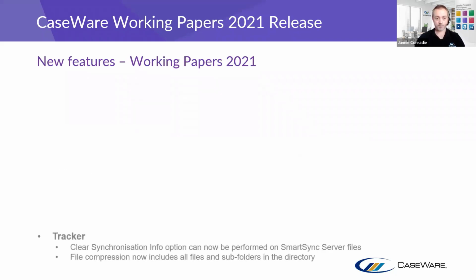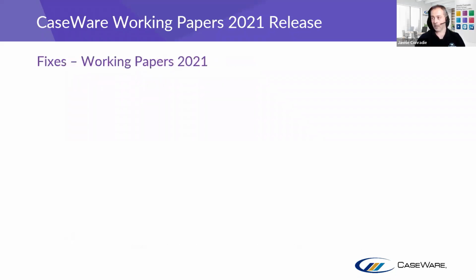For Tracker, the clear synchronization info option can now be performed on SmartSync server files, and also file compression now includes all files and subfolders within the directory. Yeah, that was short and sweet, but those were the new features.